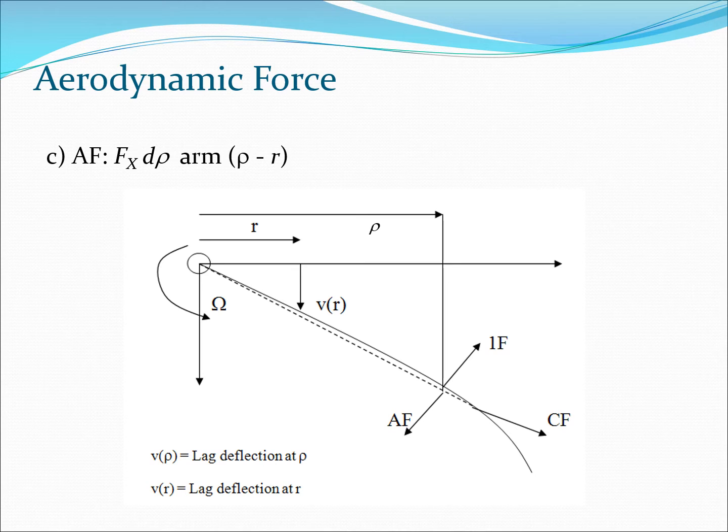Finally, we look at the AF, which is created by the fluid mechanics acting on this blade. Remember, the blade is an airfoil section, so it's going to generate a force Fx d rho. Fx is related predominantly to the drag component, and so that's going to act in this direction. So it's going to try to increase the lag motion, and the arm again is going to be rho minus r. That's the distance which is the arm of this force.